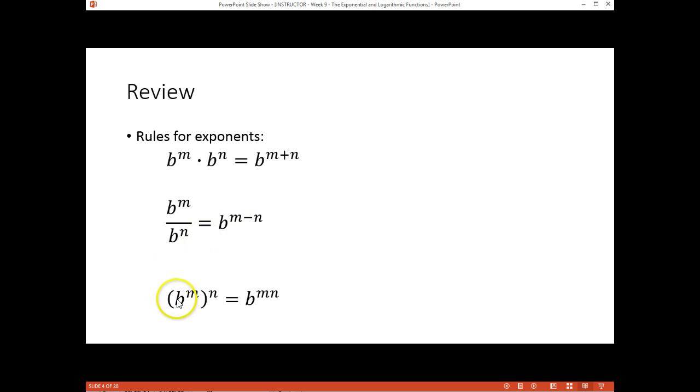And one of the last ones is if we raise a power to an exponent, so b to the m to the n power, we wind up multiplying. So this is b to the m times n power. We're going to apply this last one in our next slide. We want to understand that if we have a base to an exponent, we raise it to a power, we're going to multiply the two exponents.